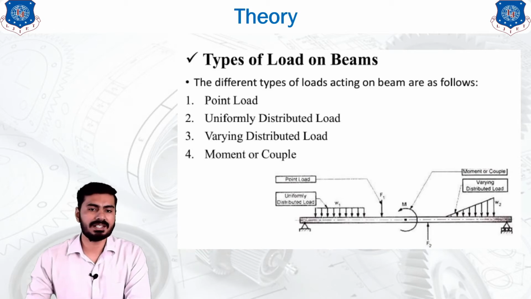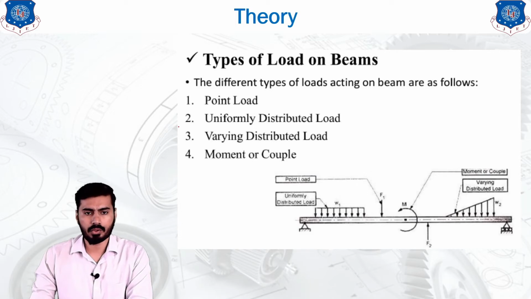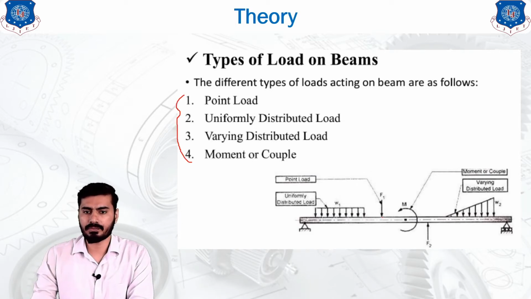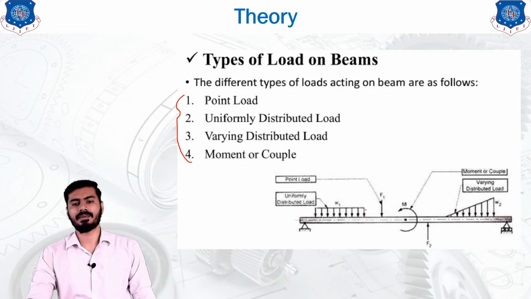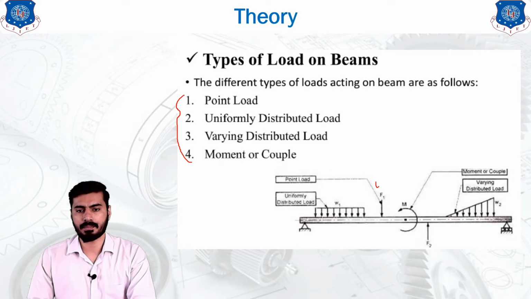The first one is the point load. The second one is the uniformly distributed load, the third one is the uniformly varying load or varying distributed load, and the fourth one is the moment or a couple. Each of these forces is represented on the diagram like this, where you will find the first force, this one, is the point load. It is represented by the arrow line.